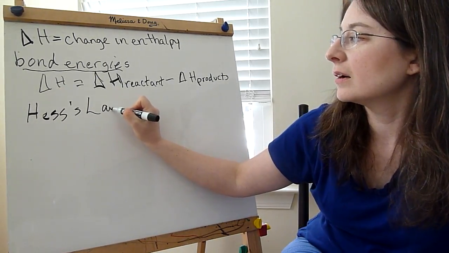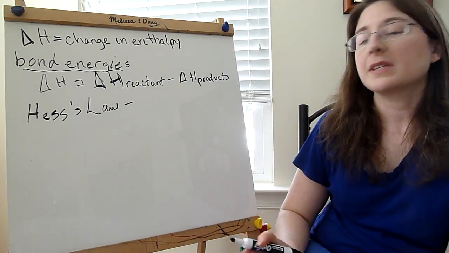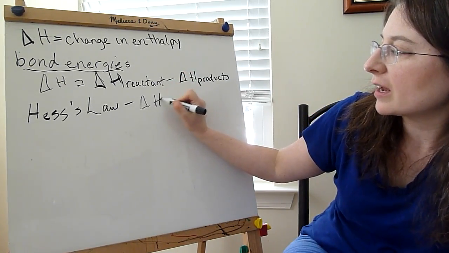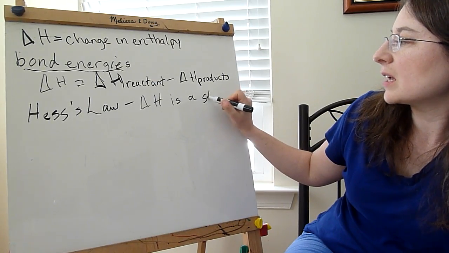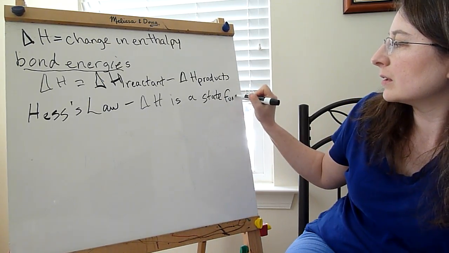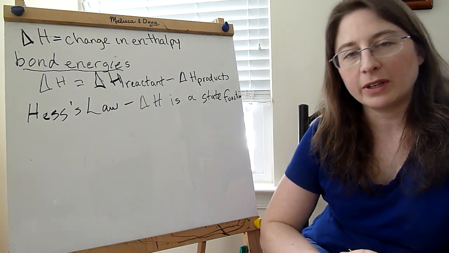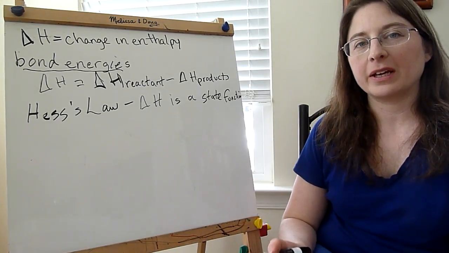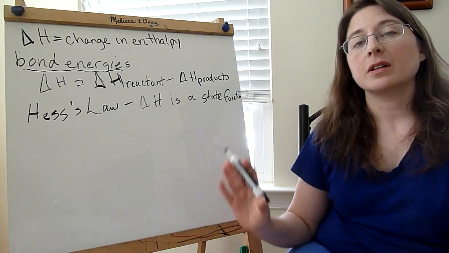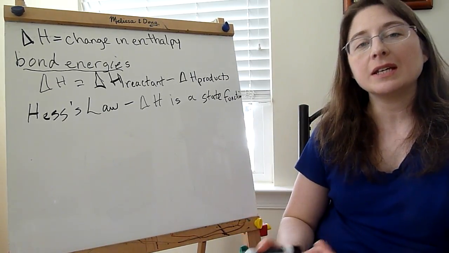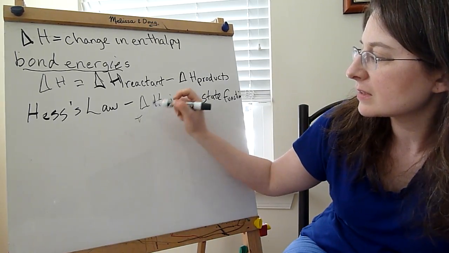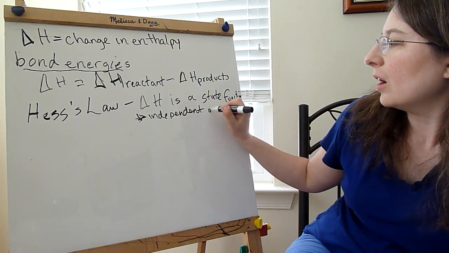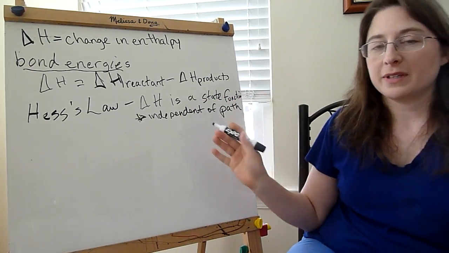Hess's law. Now Hess's law can be stated this way. Change in enthalpy, or delta H, is a state function. Well, that doesn't really tell you a whole lot, does it? But this is really not as complicated as it might seem. A state function is just something that is independent of path. Well, what does that mean?